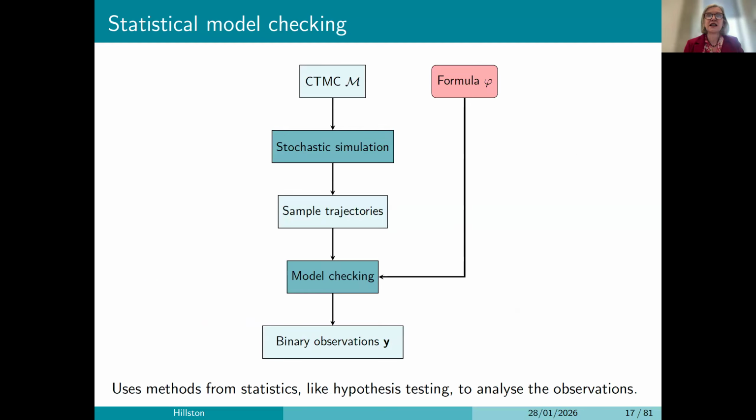Okay, so this is a kind of schematic, and we're going to be looking at variations of this. So we have a CTMC, we execute it through stochastic simulation, creating sample trajectories. We apply the model checking, so we see for each trajectory, is the formula satisfied or not? And then we get a set of binary observations. And then from those observations, we use statistics, perhaps hypothesis testing. There are a variety of different ways that we do it to then say whether we feel the probabilistic formula is satisfied or not.